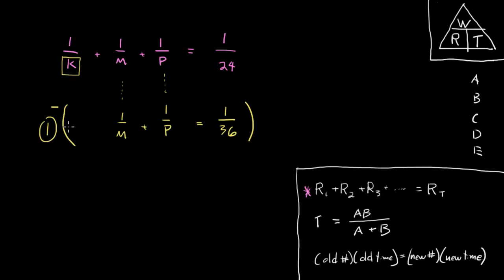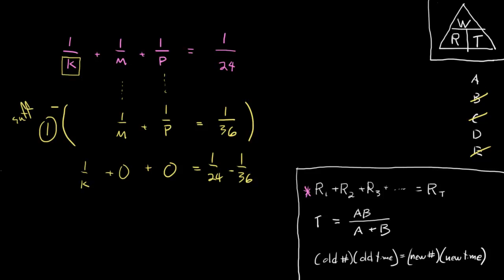1 over K minus nothing. There's no K term here. Just leaves us with 1 over K. 1 over M minus 1 over M is nothing, plus 0 for the M terms, plus 1 over P minus 1 over P is another 0, equals 1 over 24 minus 1 over 36, and now we've got one equation with one variable. We could solve this. We could isolate for K. Let's not do that because it'll be a waste of time since we already know that statement number one is sufficient. And therefore, we already know that B, C, and E are all eliminated.